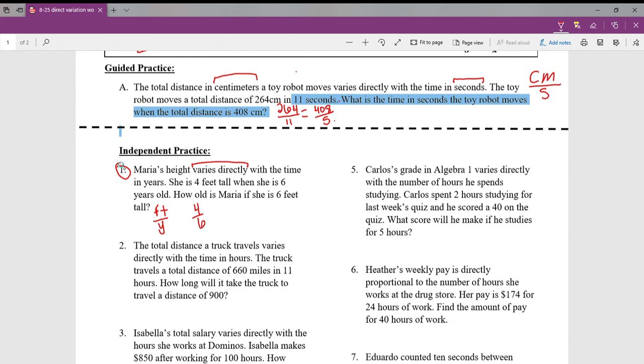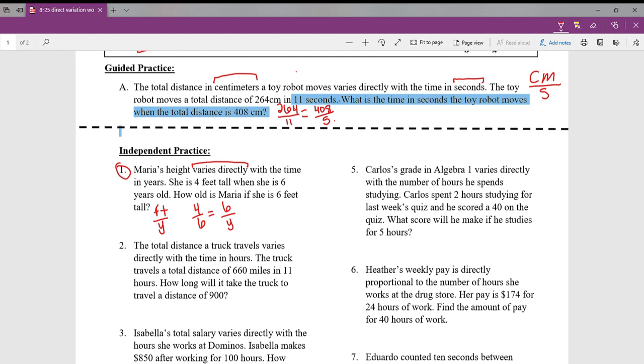So there's my first fraction, 4 over 6, is equal to, now I'm going to set up my second fraction. So it says how old is Maria when she is 6 feet tall? So 6 over, I don't know how old she is, so I don't know how many years old she is, so I'm going to leave that as a y. And again, we're not going to solve these, we're just working on setting them up. So that's what I want to see for this entire front and back.